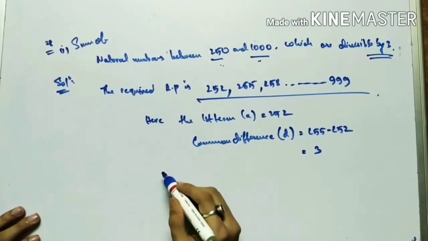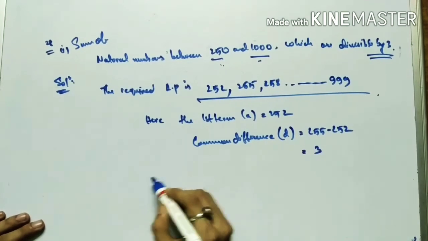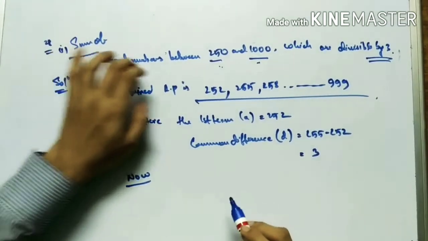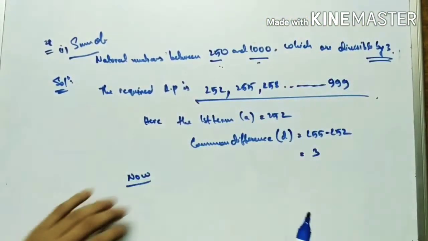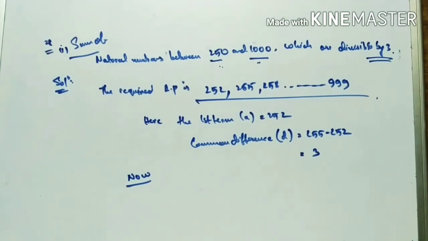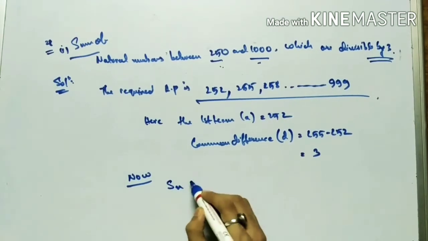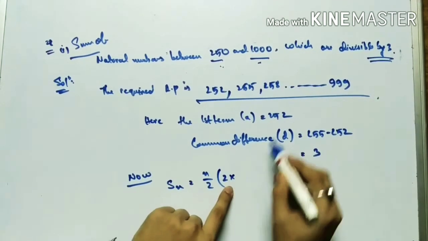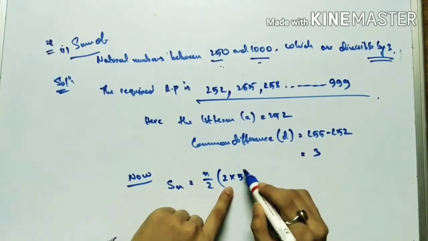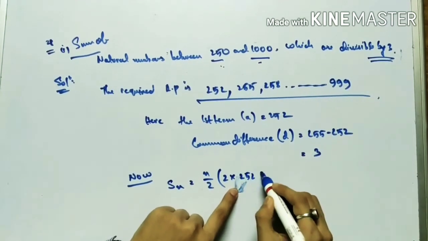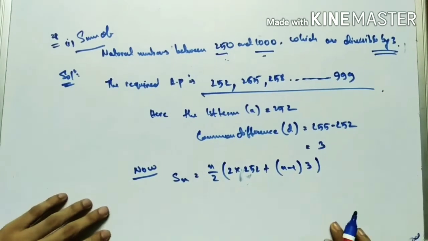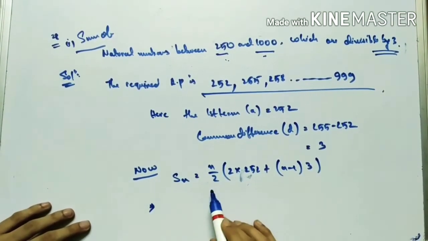Now I will have to find the sum of all the natural numbers between this and this which are divisible by 3. So I will have to find the sum of this AP. So now Sn is equals to n by 2 into twice A, the A value is 252, so 2 into 252, plus n minus 1 into the common difference, which is 3.